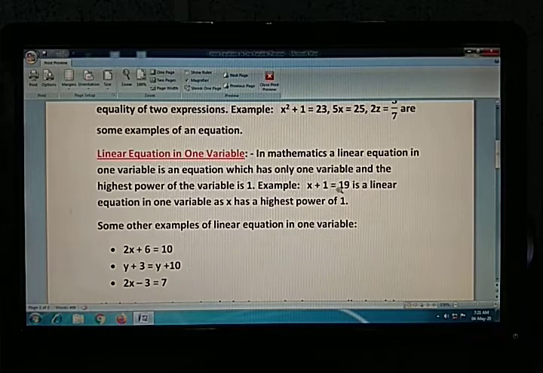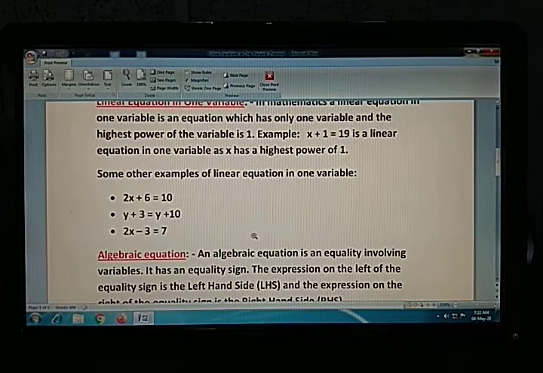Example, x plus 1 equals to 19. Yes, this is a linear equation because here the variable is x and the highest power of x is what? 1. If nothing is there, it is 1. Now look here. Here also some of the examples are given. 2x plus 6 equals to 10. Yes, this variable can be accompanied by a coefficient. Like here it is 2. It's not mandatory that only the single variable will be there. It can be accompanied by a coefficient.